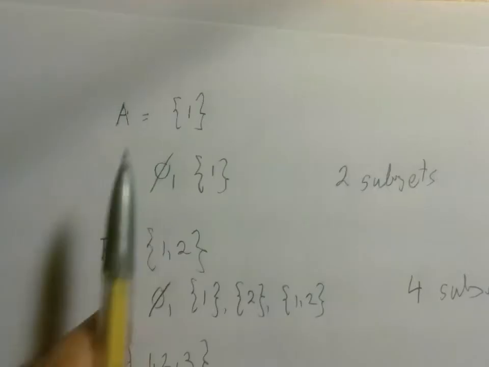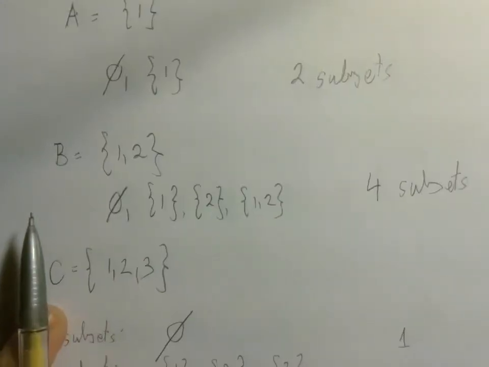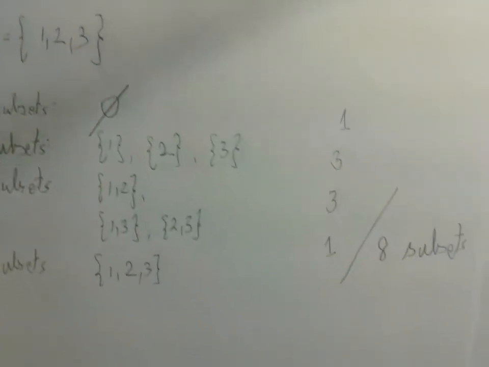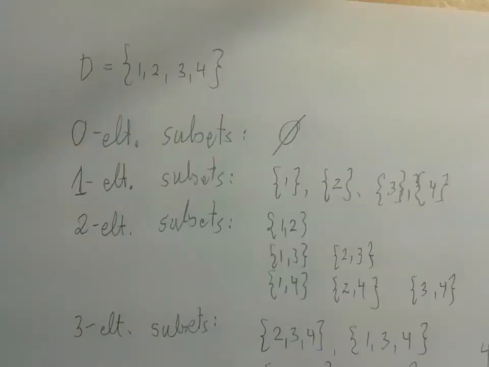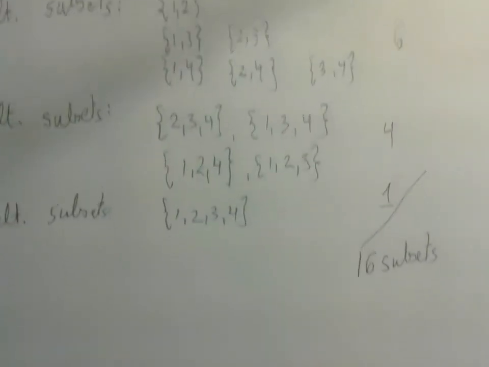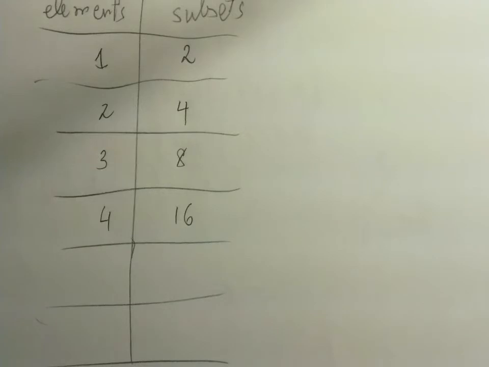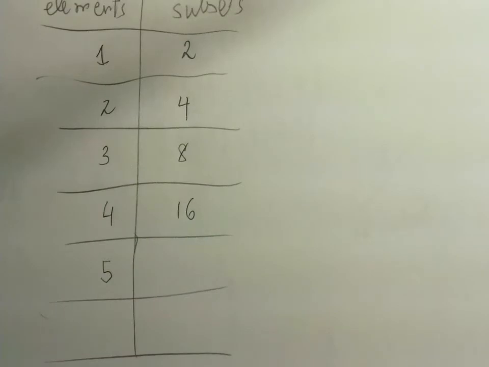There is a pattern here, right? If the set had 1 element, we had 2 subsets. If the set had 2 elements, we had 4 subsets. If the set, C, {1, 2, 3}, had 3 elements, we had 8 subsets. And we had to work for it a little bit, but if the set had 4 elements, like {1, 2, 3, 4}, then the number of subsets was 16. Do we predict that if we move up to a 5-element set, we will get 32?